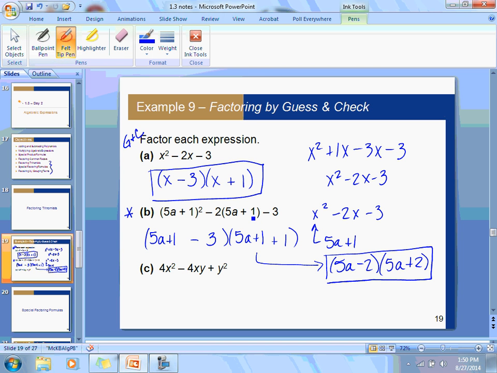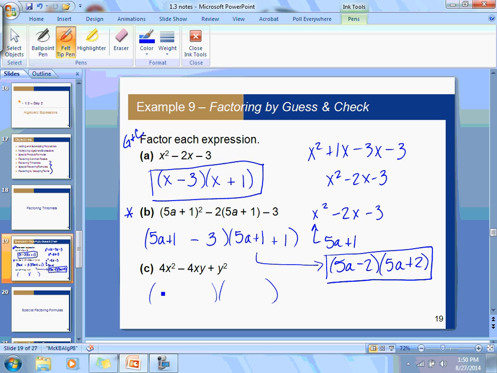Now part C, you can still do guess and check with it, but it's a perfect square trinomial. And we know that because I've got a 4 and an x squared. 4 is a perfect square, and x squared is a perfect square. Then I also have this y squared as well. So I can still break this apart into my two sets of parentheses.